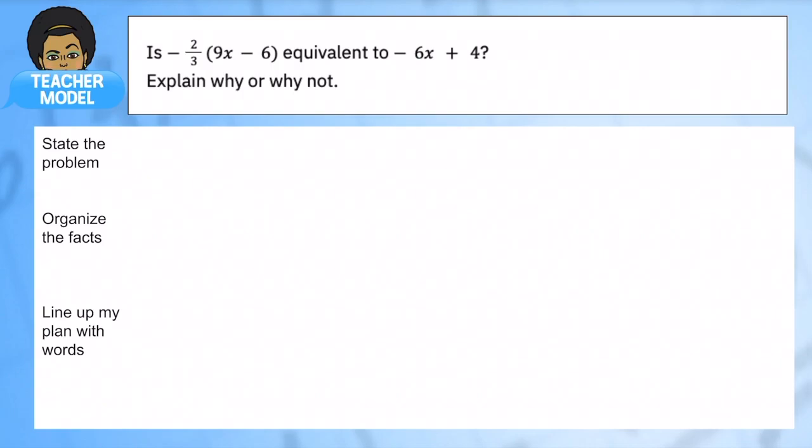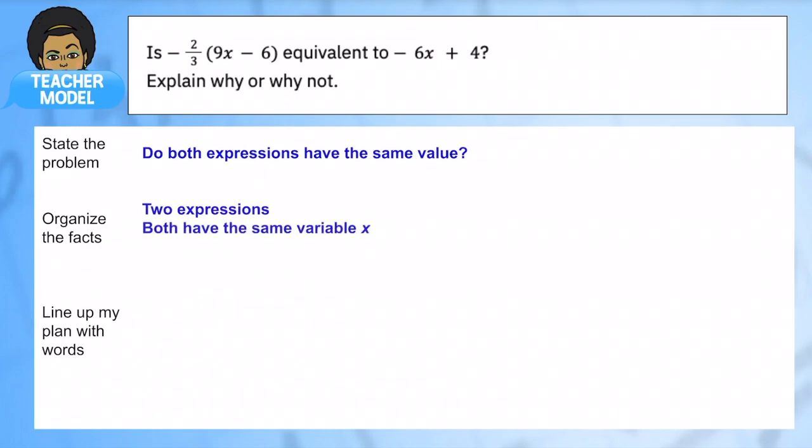So again, it looks spicy. I get it, because they're negatives and they're fractions and they're two expressions now. How do we know if they're the same if they look so incredibly different? That's what we're going to do. We're going to figure out if they have the same value. So what do we have?